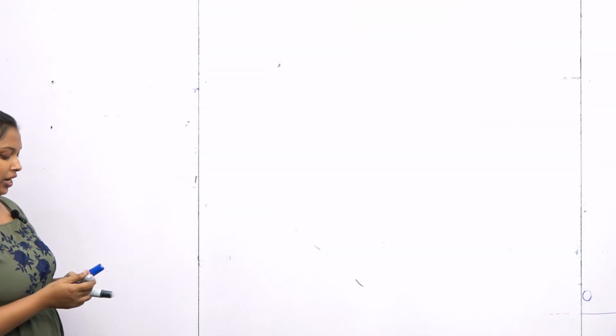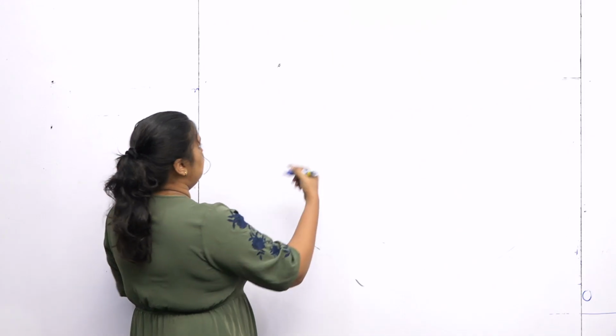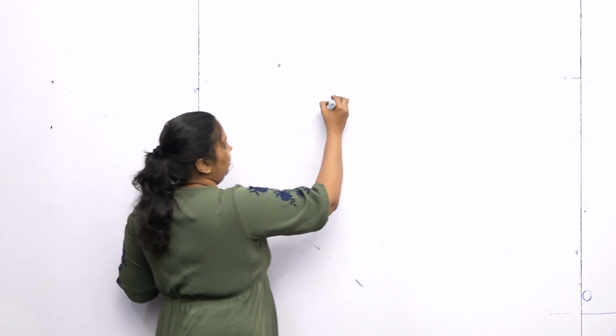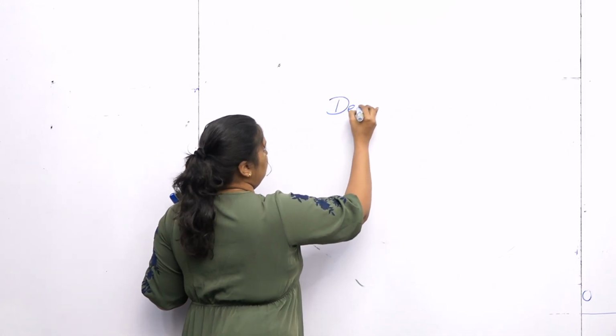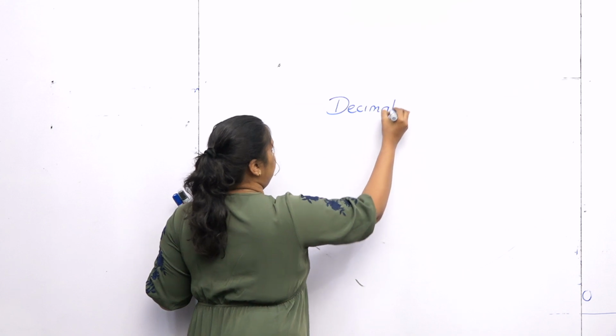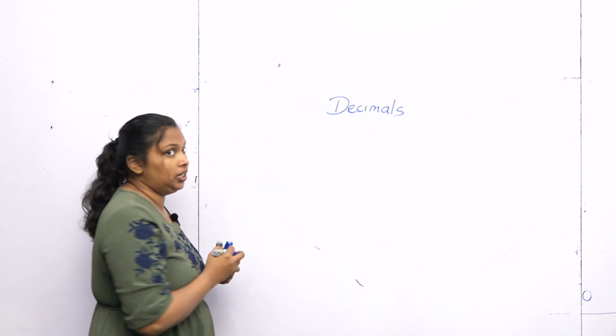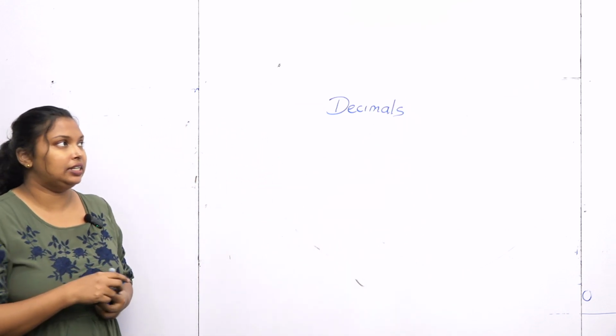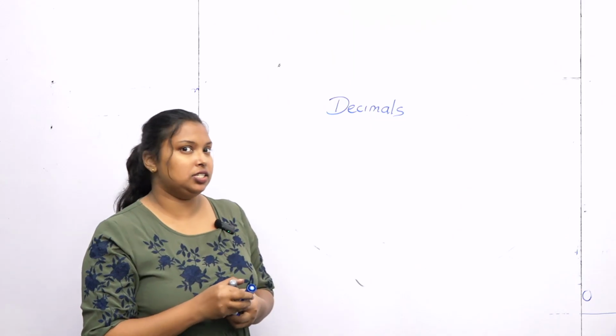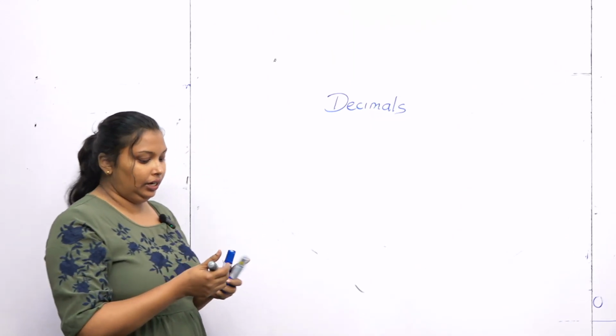Okay, so now we're going to talk about decimals. We have two types of decimal numbers, because we talked about the recurring decimals and non-recurring decimals, and I told you that non-recurring decimals are irrationals, right? So we're going to talk about that.